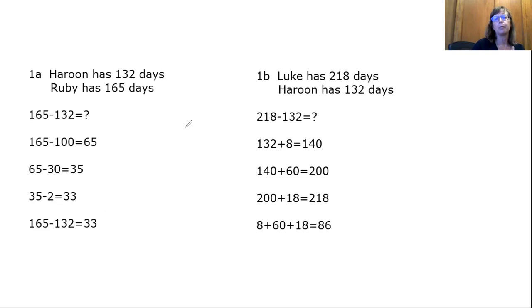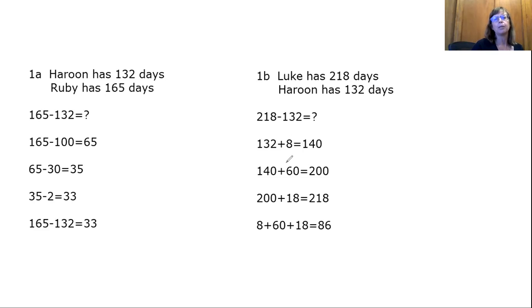The other method of doing it that we looked at yesterday was doing it through addition. So for problem 1b, Luke has 218 days, Harun has 132 days, and so our number sentence will be 218 take away 132, but we're going to solve it using addition. 132 plus 8 equals 140. Now the only reason I've put 8 in there is because by using 132 I can add 8 to get it to a round number, which is 140.